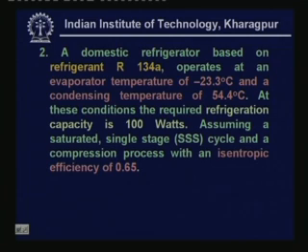So, the second problem is like this. This is a problem on a vapor compression refrigeration system. The problem statement is like this: a domestic refrigerator based on refrigerant R134A operates at an evaporator temperature of minus 23.3 degrees centigrade and a condensing temperature of 54.4 degrees centigrade. At these conditions, the required refrigeration capacity is 100 watts. Assume a saturated single stage cycle and a compression process with an isentropic efficiency of 0.65. So, this is the information given. Refrigerant is specified, temperatures are specified, capacity is specified, and the efficiency of the compressor is also given.